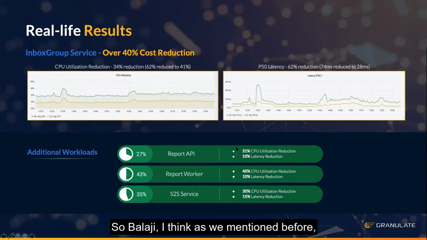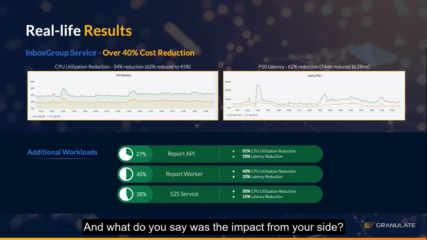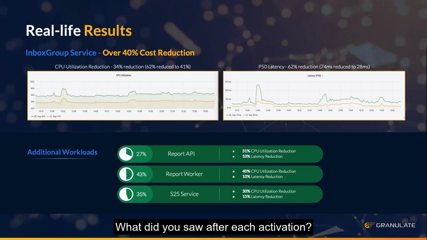So Balaji, as we mentioned before, on all 30 plus ASGs, you saw at least some value. Most of them got pretty significant ones, over 20%, some reaching 40, 50% reduction in cost and CPU utilization and latency reduction. And what do you say was the impact from your side? What did you see after each activation?